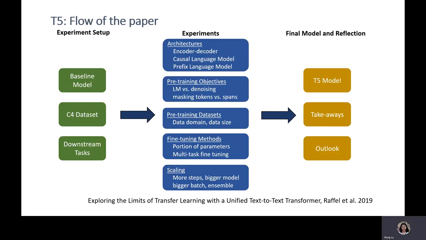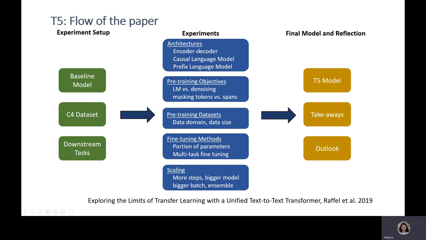And the paper is more than 30 pages. This is the overall flow of it. So they started by introducing their baseline model, the C4 dataset based on Common Crawl, and the downstream tasks including GLUE, SuperGLUE, SQuAD, and so on. And then they performed a series of experiments to evaluate how each design choice impacts the model performance, and chose the best design choices for their final model.